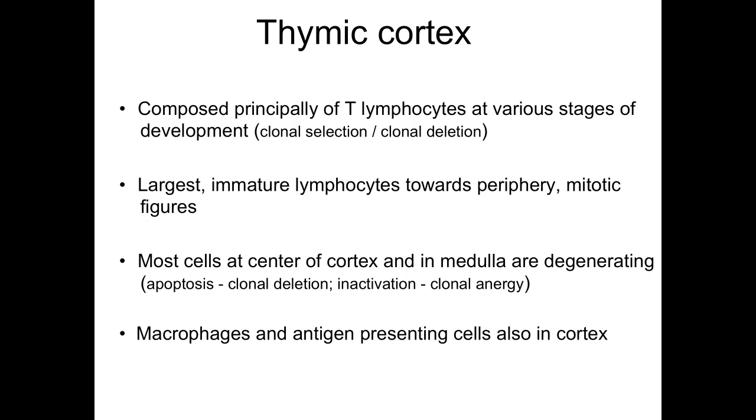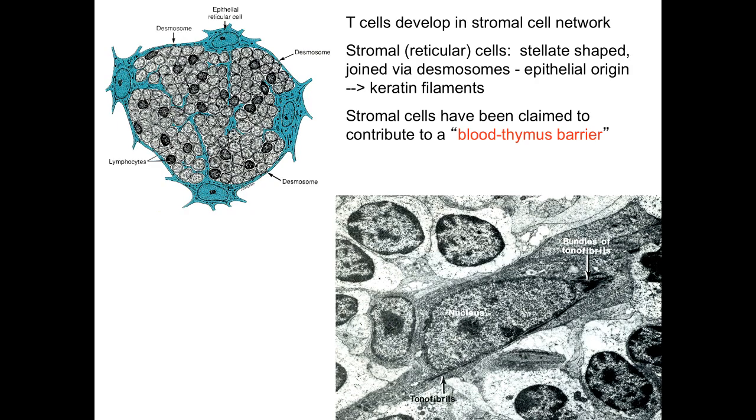The thymic cortex is composed principally of T lymphocytes at various stages of development. They're either undergoing clonal selection or clonal deletion. The largest, most immature lymphocytes are towards the periphery of the thymic cortex. You might often encounter mitotic figures. Most cells at the center of the cortex and in the medulla are degenerating, either undergoing apoptosis, clonal deletion, or inactivation, clonal anergy. There are also abundant macrophages and antigen-presenting cells found in the thymic cortex.